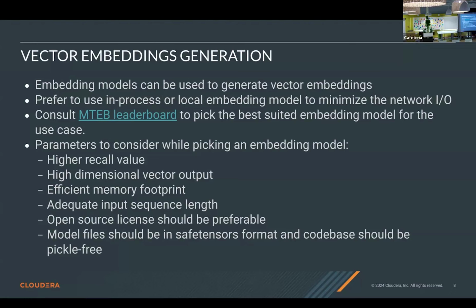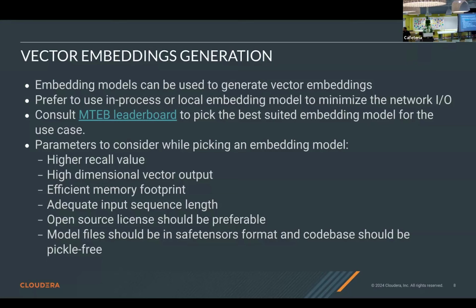So here is the preference. We should use in-process embedding models rather than pre-hosted ones. Why? Because it will minimize the network I/O drastically. Whenever we use a local embedding model hosted inside the same process, the embeddings do not travel over the wire; it just generates the embeddings and stores them into the vector database. Providers like OpenAI and Cohere offer hosted embedding models, and one downside of leveraging them is higher network I/O, right?